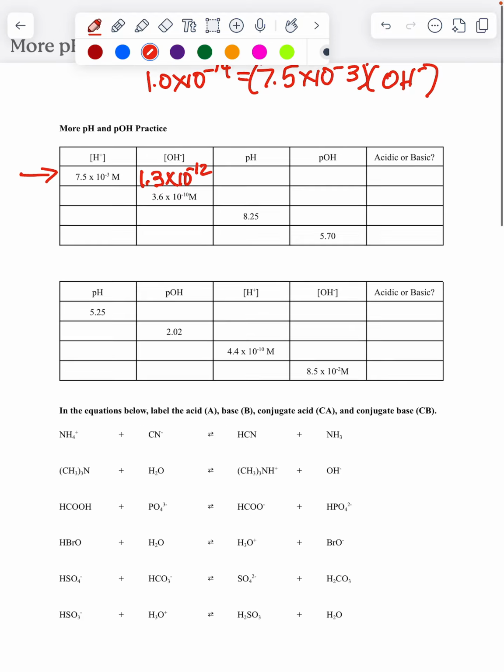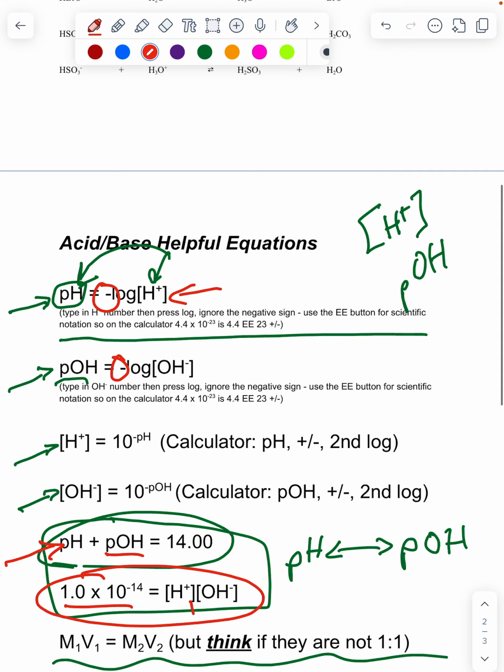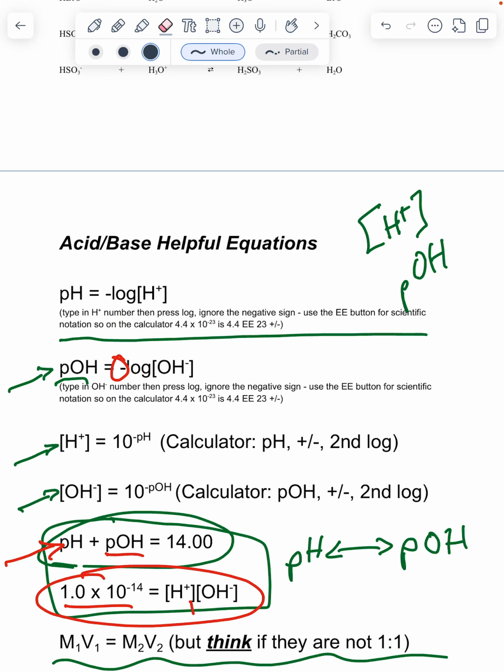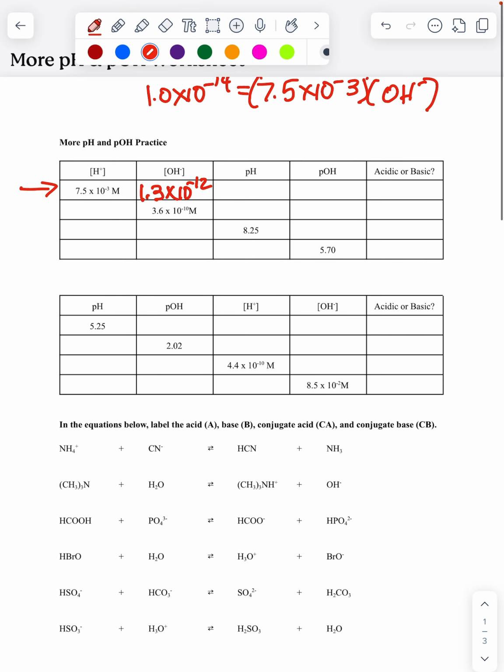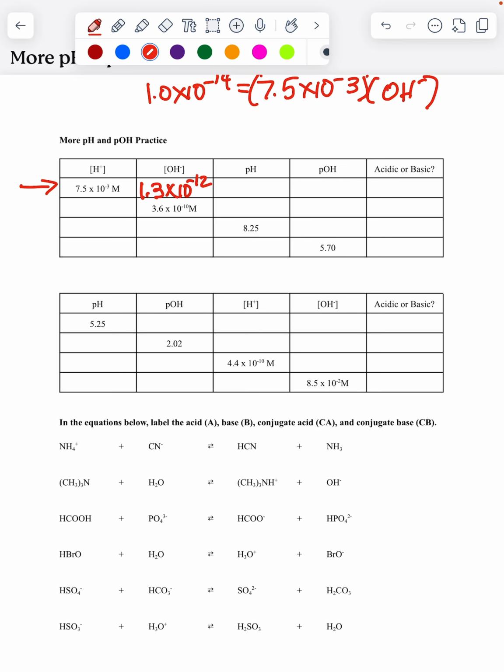To do pH or pOH, it's the same exact thing. You're just going to plug in H, hit log, ignore the negative sign. So I'm going to type in 7.5 EE 3 negative, press log, ignore the negative. Now, 7.5 is 2 sig figs, so I want to go to 2 decimal places. So this is going to be 2.12.